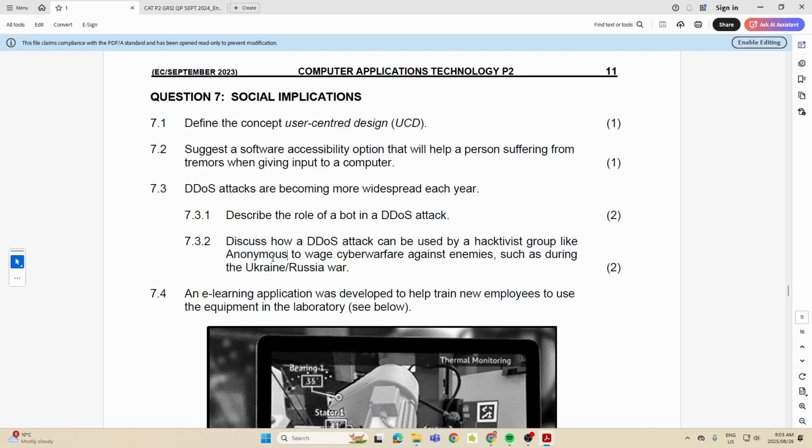And it just discuss how a DDoS attack can be used by a hacktivist group like Anonymous. These guys are awesome. Anyway, sorry. Anonymous to wage cyber warfare against enemies such as during the Ukraine-Russia war. What can they do? Well, they can take over a country's services, like shut down their communications, their infrastructure, their transportation system, anything that is accessible via some sort of network or the internet.